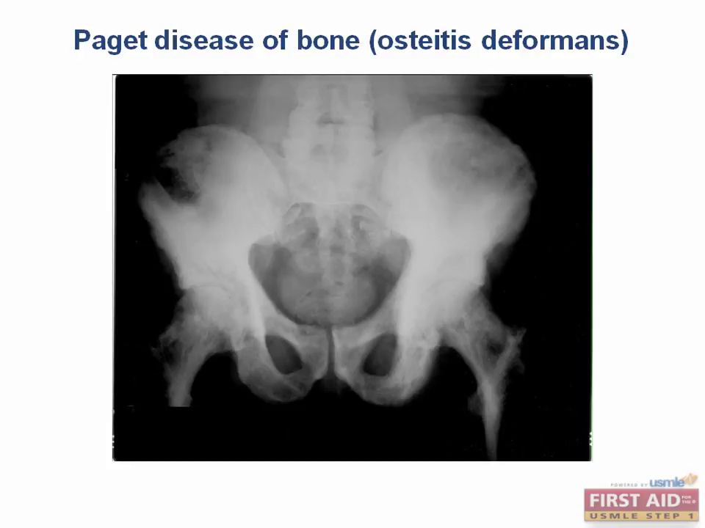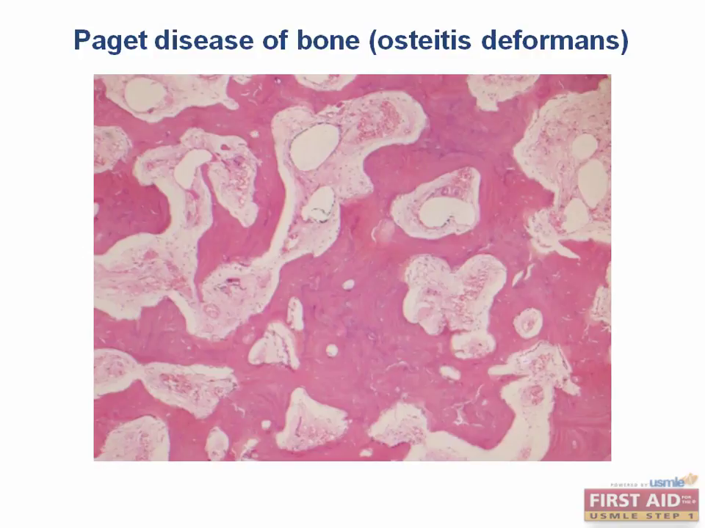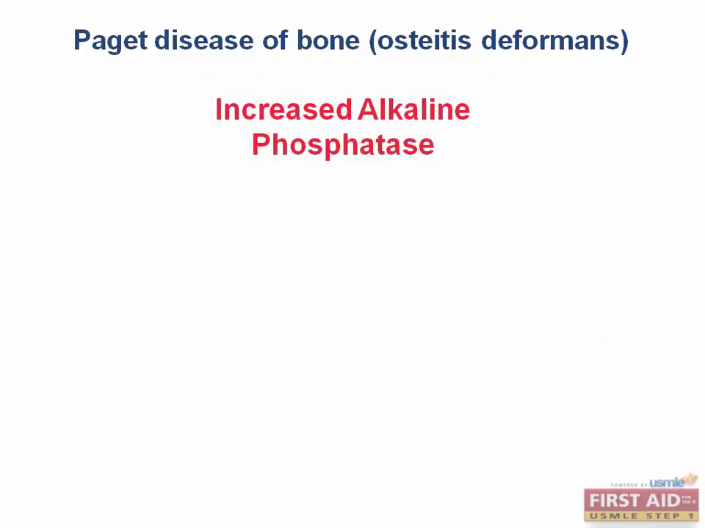This appearance is not only at the macroscopic level, but also at the microscopic level when looking at the architecture of the bone histologically. This is also described as thickened trabeculae with the mosaic pattern. The thought is that a viral illness may play a part in its etiology, but that's still not confirmed. The classic lab value that's abnormal is increased ALP, a fact that you may see on your boards.